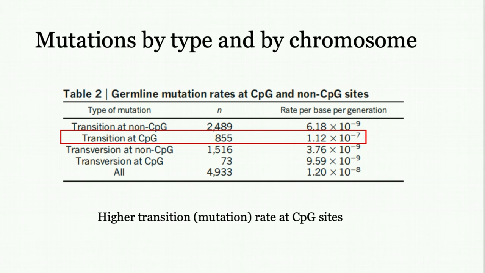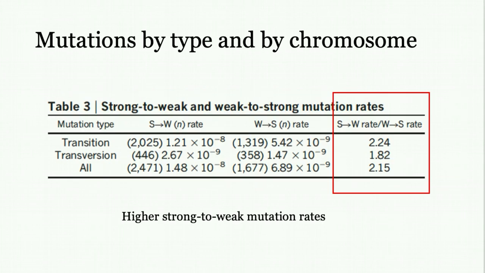And then you look at the mutation from strong base pair to weak base pair, and then weak base pair to strong base pair. And this one, just compare the ratio of the two. The ratio is always larger than 1, indicating that the mutation from strong base pair to weak base pair is always larger than the other direction. And there are several explanations for it that we mentioned in the last few slides.